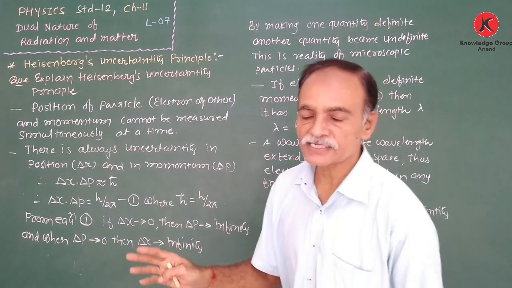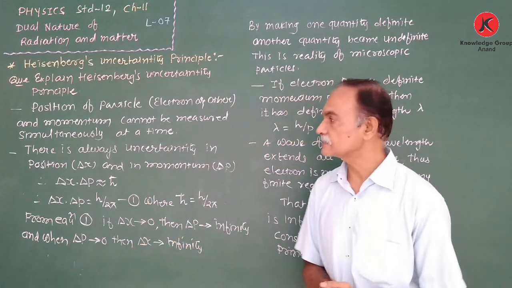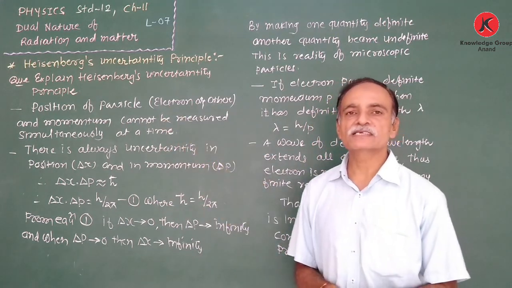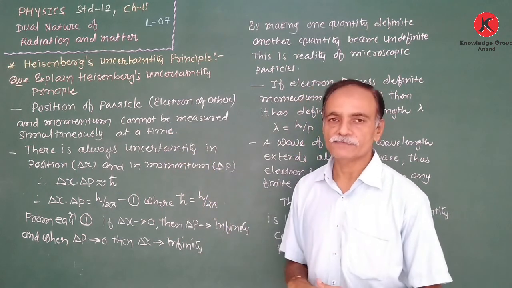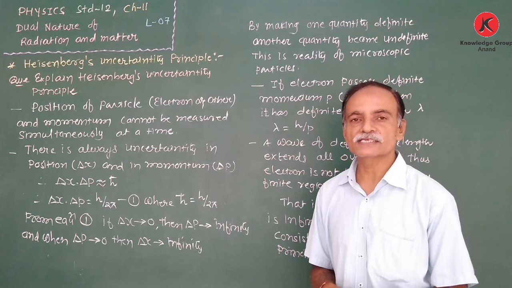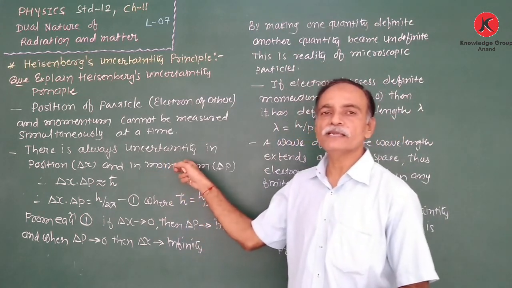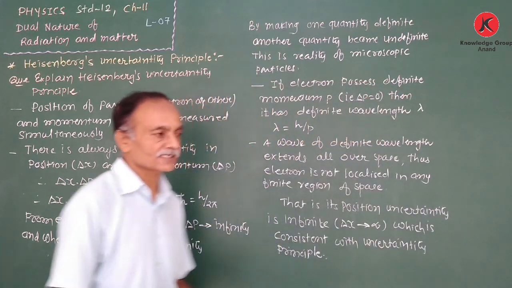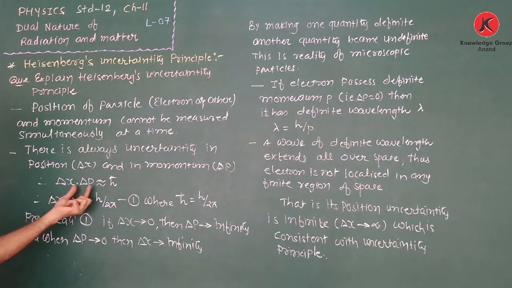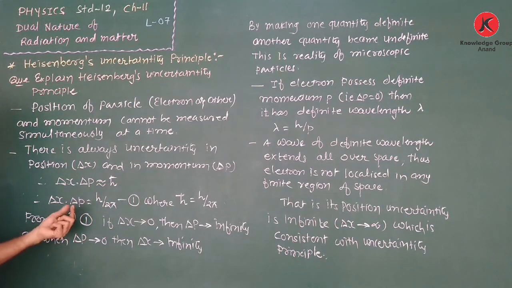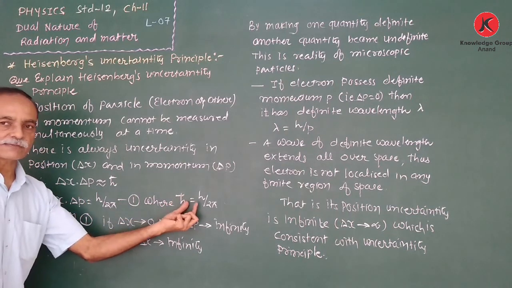Okay, here we are going to discuss on the basis of Heisenberg's principle. Position of a particle and momentum cannot be measured simultaneously at the same time. There is always uncertainty in position, delta x, and in momentum, delta p. So Heisenberg suggested the equation delta x into delta p is approximately h cut. That is read as h cut. Now the value of h cut is h upon 2 pi.